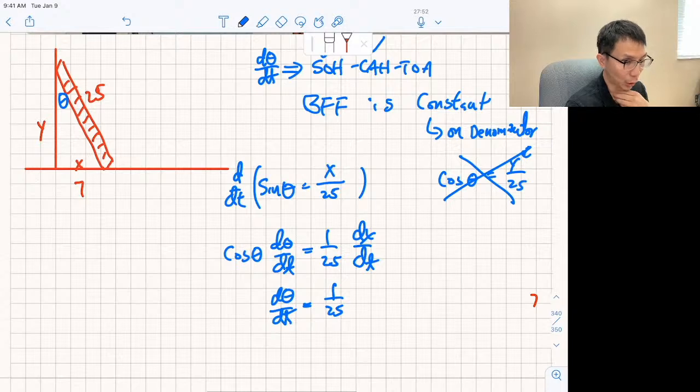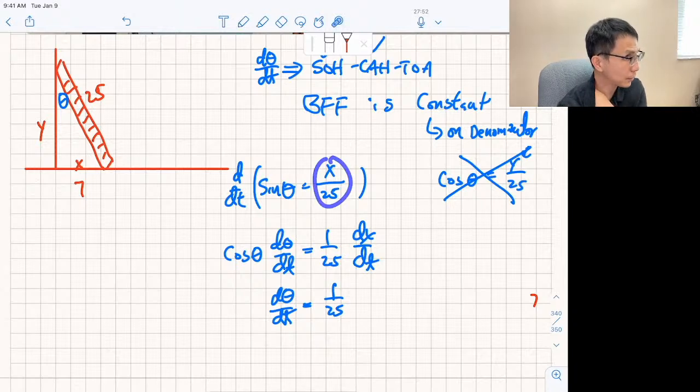Is your x 7? No. The x is constantly changing. We don't need that because we just take a derivative of the x over 25. So we're not doing that. We just take a derivative and then we can plug in. But we're going to use 7 after we take a derivative, then you can use the 7.